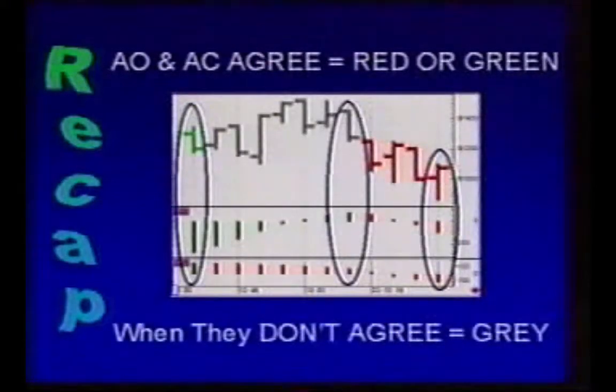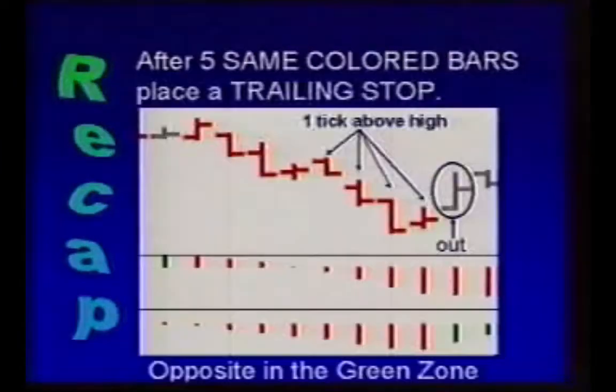Now to recap again, here's your green zone, your gray zone, and your red zone. Remember how these are created. It's very simple. Once you've got it, should be no problem. All we're looking at are closing prices. And your trailing stop, that's the other thing. Once you've had your 5 consecutive bars at this point, we'll then place a trailing stop, one tick above the high of each bar until the market takes us out.